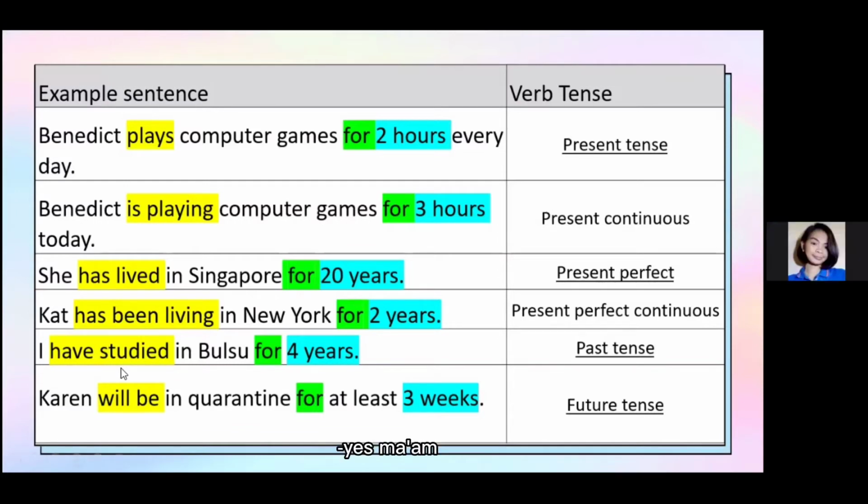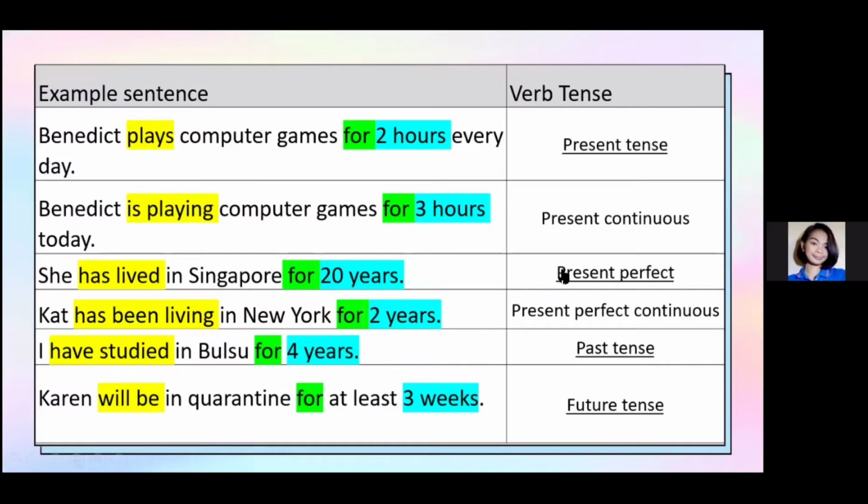Yes, ma'am. Yes, ma'am. Okay. Am I talking too fast? Should I slow down? Okay, thank you, ma'am.